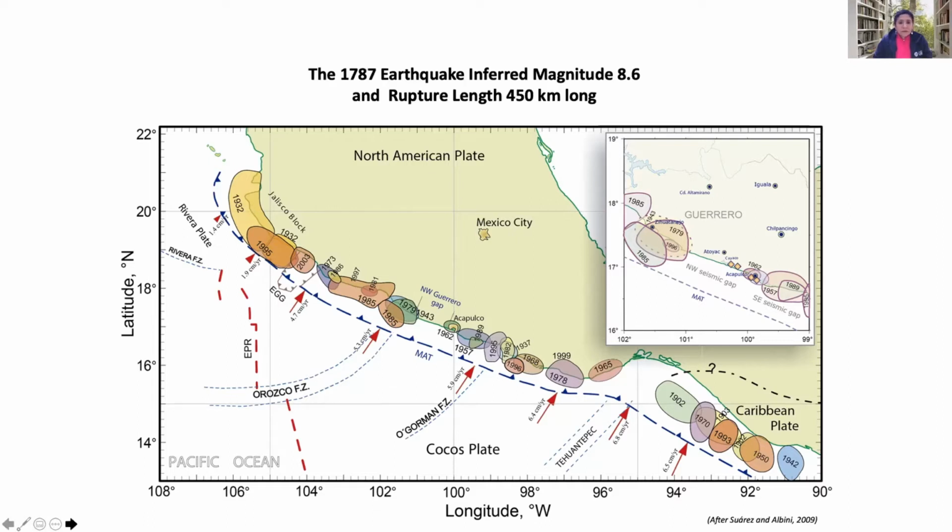No, sorry. So let me just mention this event. The 1787 earthquake is apparently the largest earthquake that has been found in historical records. The estimated magnitude of this event is 8.6, and the rupture length about 450 kilometers long. That earthquake produced a tsunami that inundated the coast of Guerrero, near Acapulco, all the way south to Oaxaca, and also Chiapas. So it produced a large tsunami, and apparently also is the largest tsunami recorded in historical records.